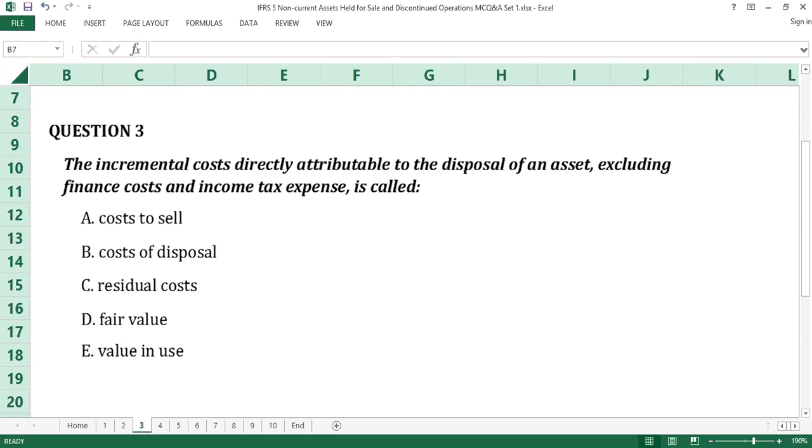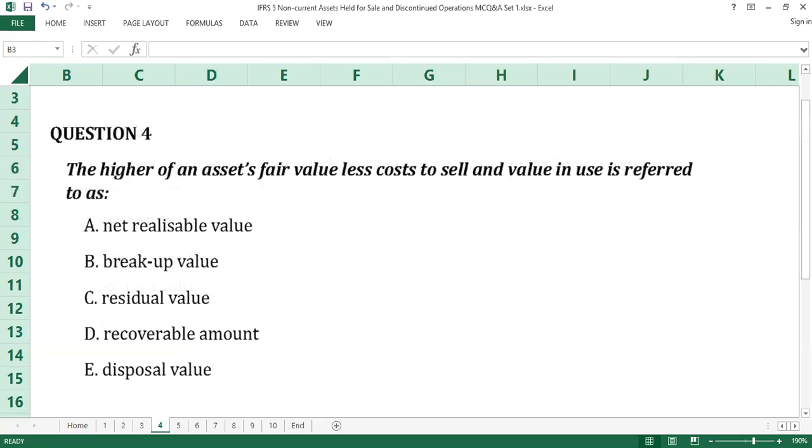Question number 3. The answer to question number 3 is A. Costs to sell. Costs to sell are the incremental costs directly attributable to the disposal of an asset or a disposal group, excluding finance costs and tax expense. A is the answer to question number 3. Question number 4. The answer to question number 4 is D. Recoverable amount. Recoverable amount is the higher of an asset's fair value less cost to sell and its value in use. D is the answer to question number 4.